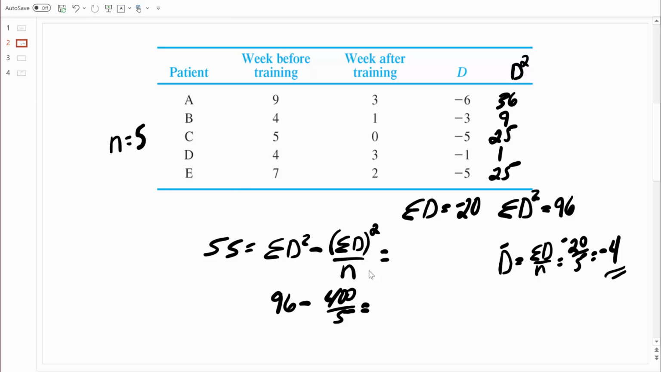We're left with 96 minus 400 divided by 5, which equals 80. So it's 96 minus 80. And 96 minus 80, of course, equals 16. So sum of squares equals 16. I think that's all of the prep work that we're going to need. So let's change views and get started on the 4-step hypothesis testing procedure by working on step 1.